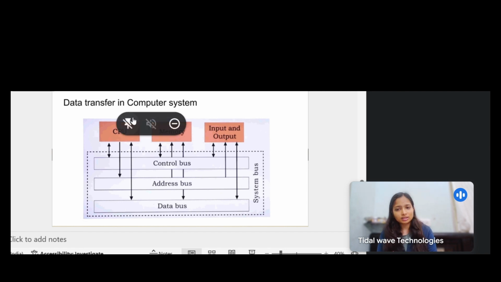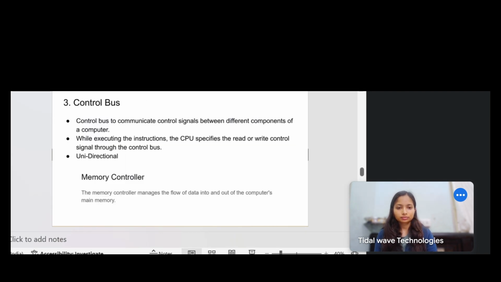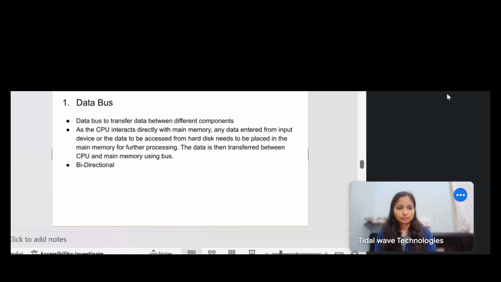Data bus, again it can process with the CPU and it can store in the memory unit, and it can also take input and also produce output. So let's go in depth and understand what is control bus, what is address bus, what is data bus, and what the system bus actually means. When it comes to data bus, the name itself says data bus. First of all, what is bus?